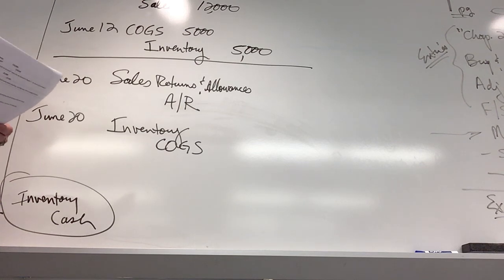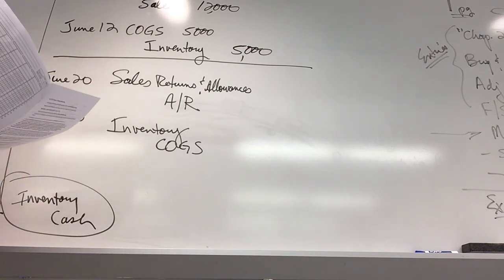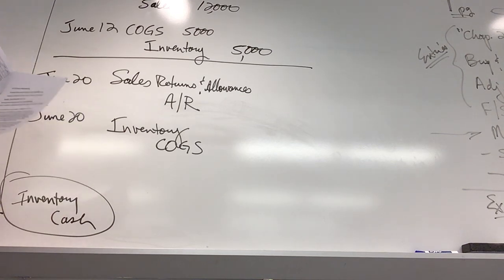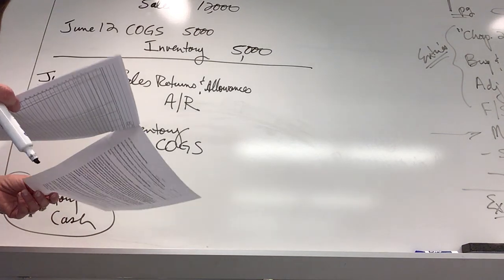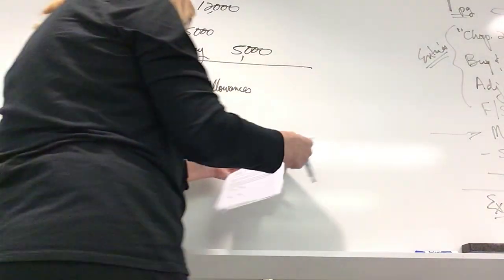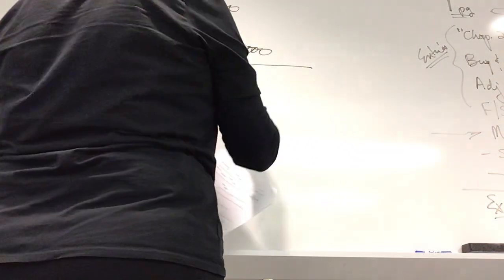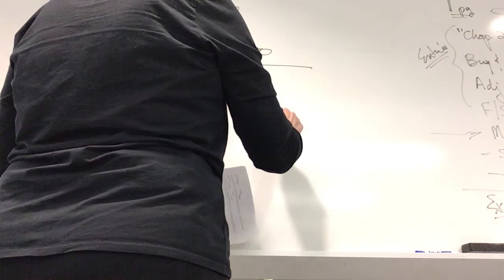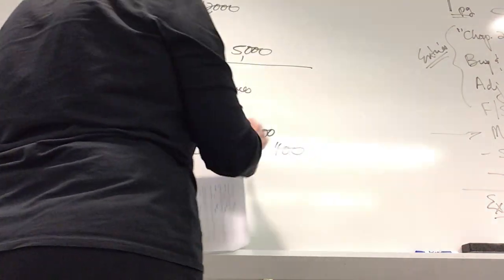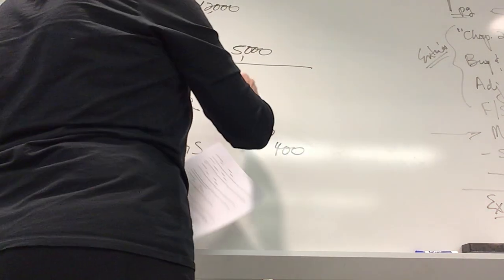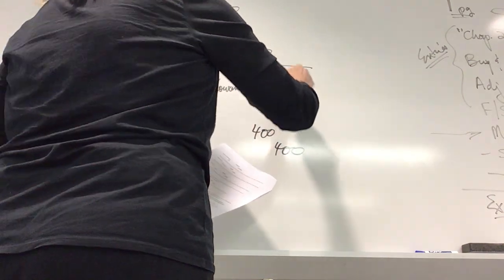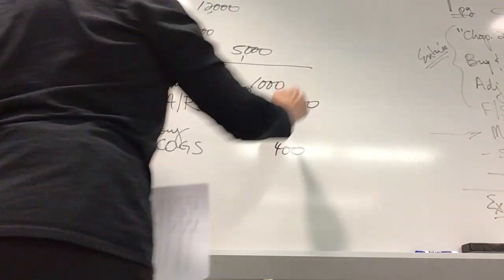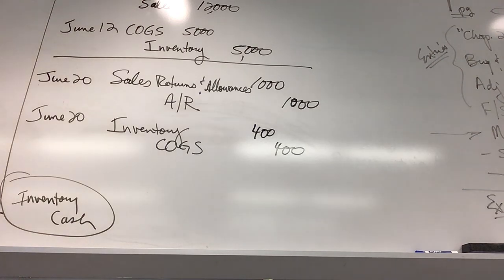So this problem said, go back over here, that on June 20, the customer returned merchandise. It cost $400. This is the cost. Remember, inventory and cost of goods sold goes with the cost. And the sales price was $1,000. Looks like that. Okay? So again, flip over, except don't debit sales.